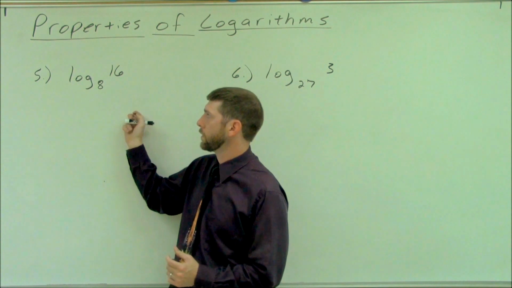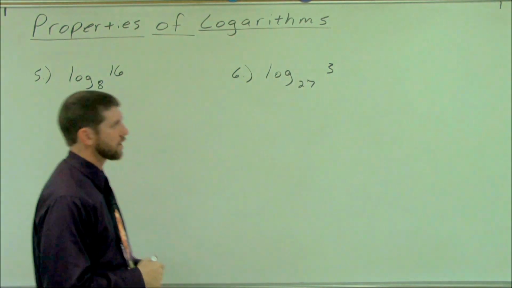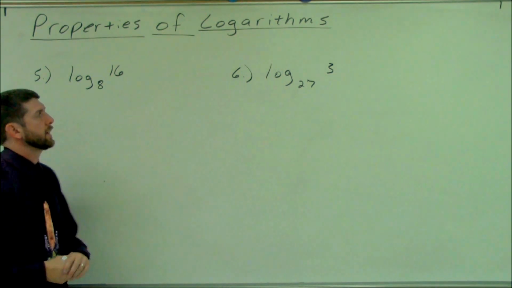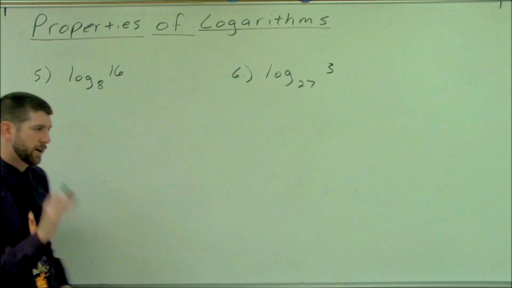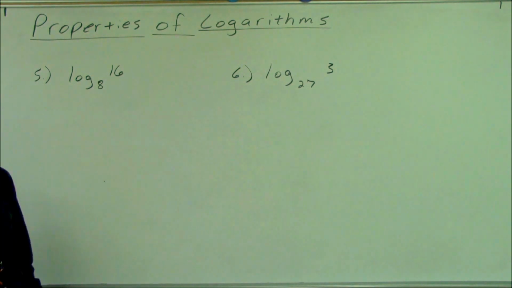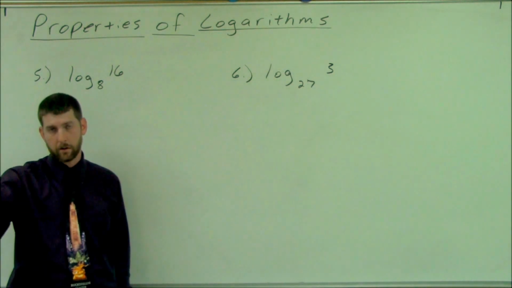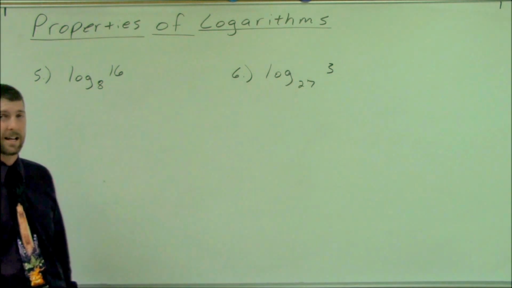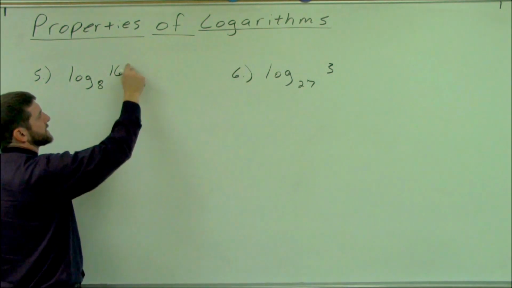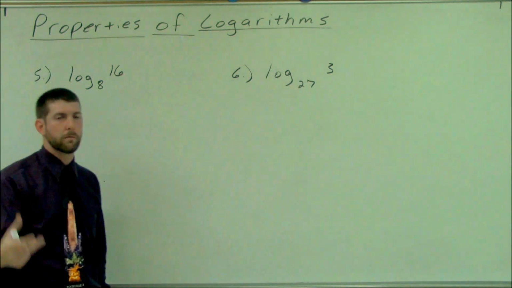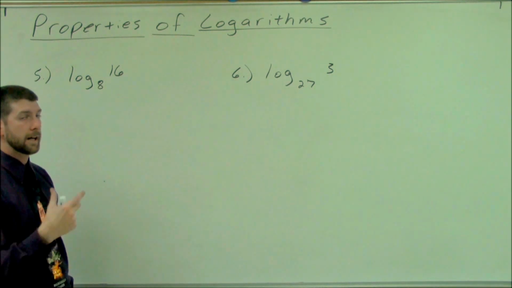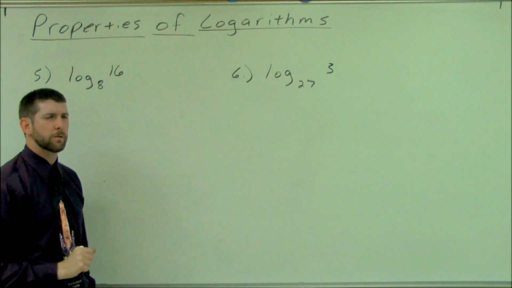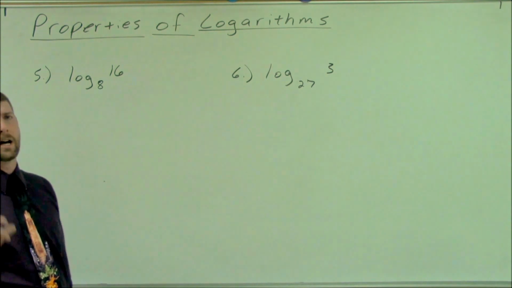Okay guys, real quick, 2 more I want to look at. And these are ones that aren't so neat and clean to evaluate. Something like log base 8 of 16 or log base 27 of 3. 8 to the 0 power is 1, 8 to the first power is 8, 8 to the second power is 64. So 8 does not have a whole number or integer exponent that will turn it into 16. So we need a little bit different technique to work through these.